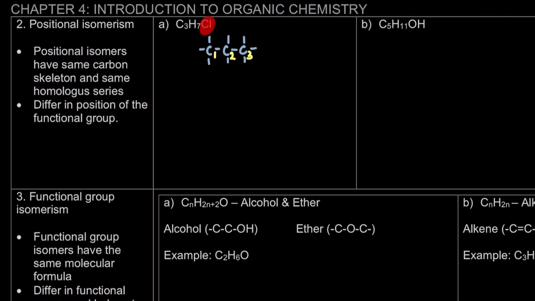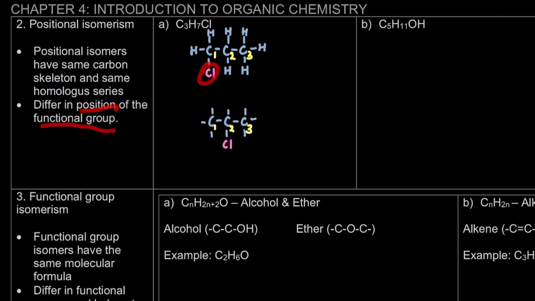So first possibility, I'm going to put Cl on carbon number 1. So this is the first possibility. Again, for positional isomer, it differs in the position of the functional group. So for the second possibility, I'm still going to draw the carbon. The longest carbon chain is still 3, and each carbon has 4 bonds. But in this case, I'm going to put the Cl on carbon number 2, because again, the difference is the position of the functional group.